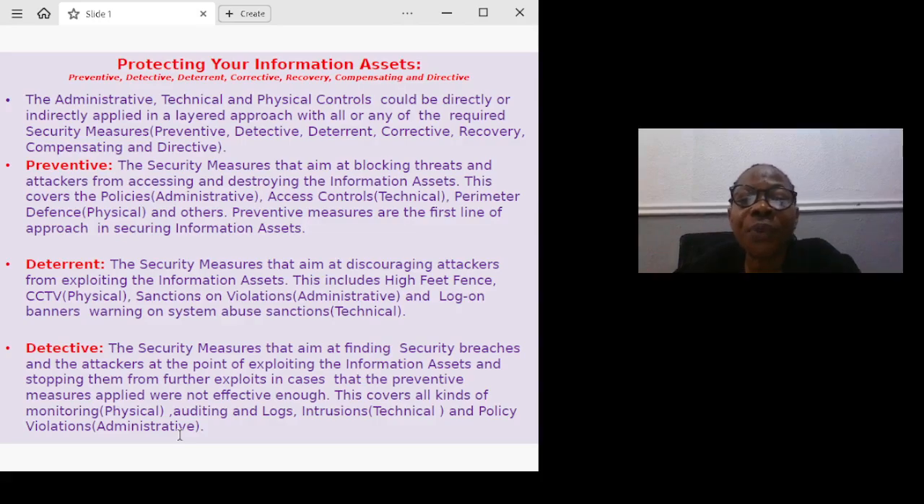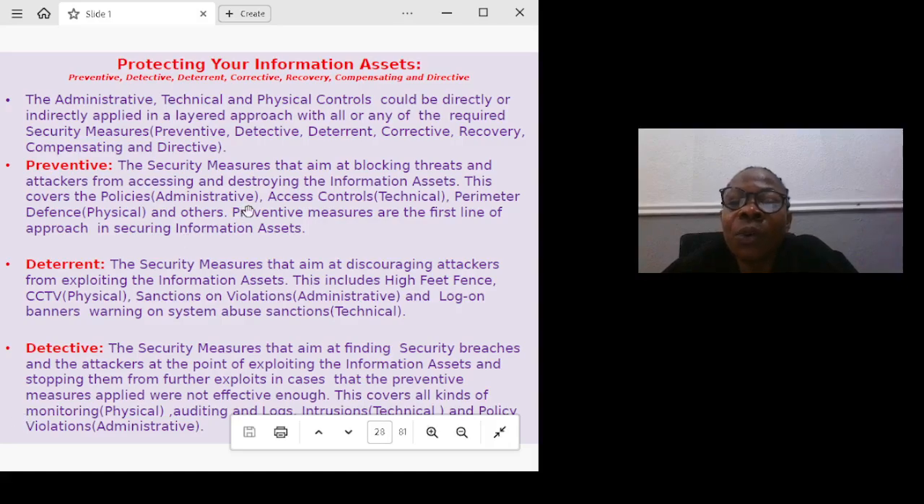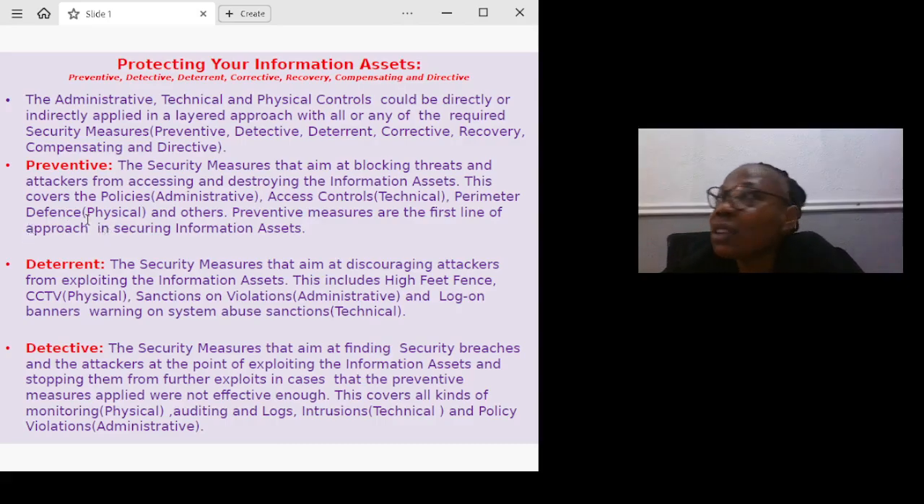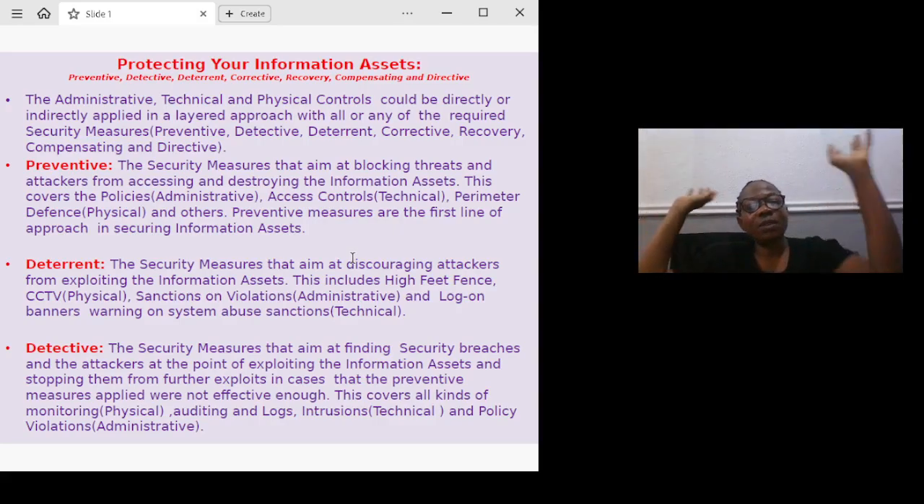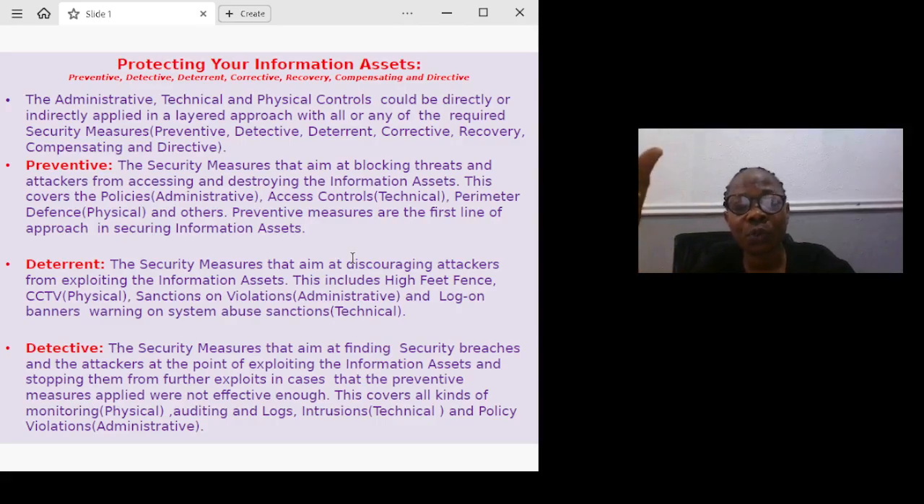So they can come in form of your policies, which is administrative, your access controls, which is technical. Your access control is like controlling access to your systems, to applications, to the operating system. And they can come in form of perimeter defense, like the fences that you get, they are all under preventive physical controls. So preventive measures are actually the first line. You try to prevent, you try to put gates in place, put your fence in place. That is the first line of control.